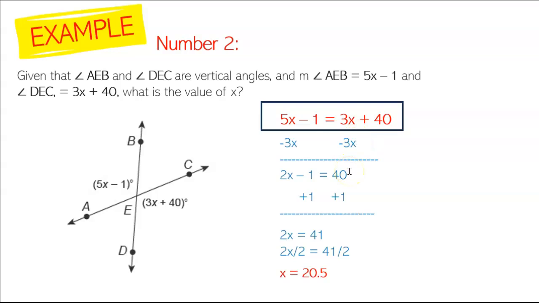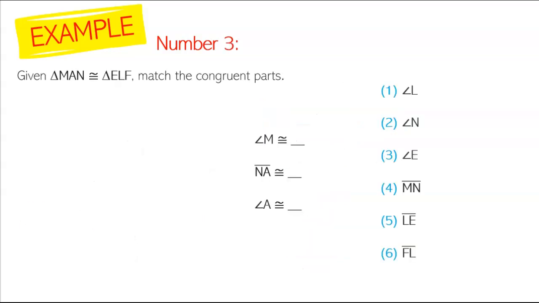We want to get that x all by itself, so we're going to add 1 to each side. And then we get 2x equals 41. Divide both sides by 2, we get x is 20.5. So take your time on this. I know, work on it step by step. You can use this example. Have your question right next to it. Walk through it step by step.